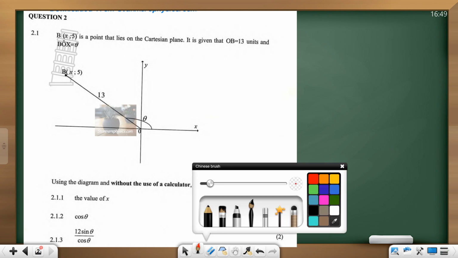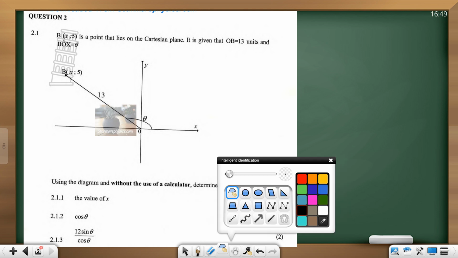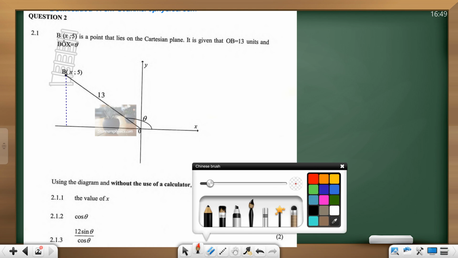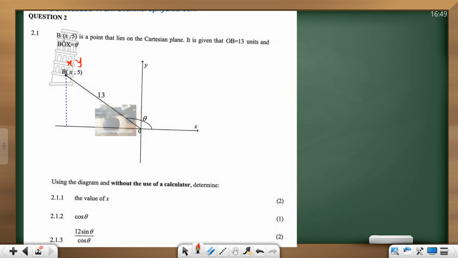The first thing is to find the value of x. And we know that to get the value of x, we have to use the theorem of Pythagoras. By the way, even if I don't complete that, this is x, this is y. I like to list my values. My x is unknown, my y is 5, and my r is 13. x squared plus y squared equals r squared. So x squared plus 5 squared equals 13 squared.